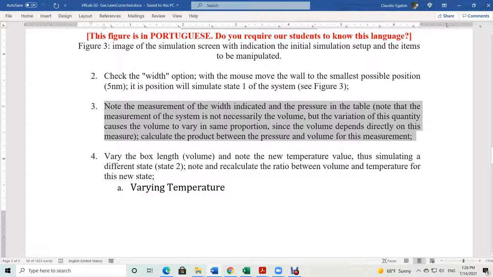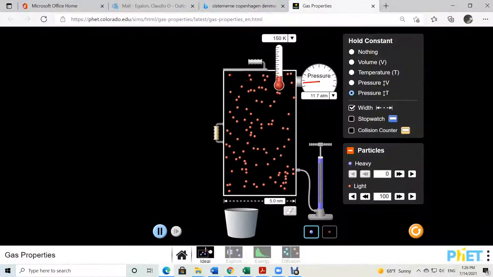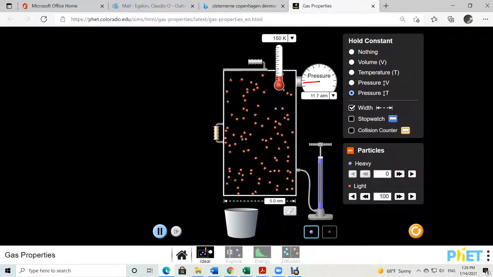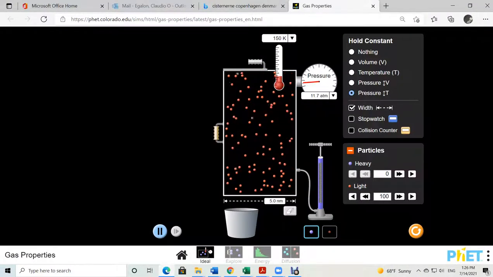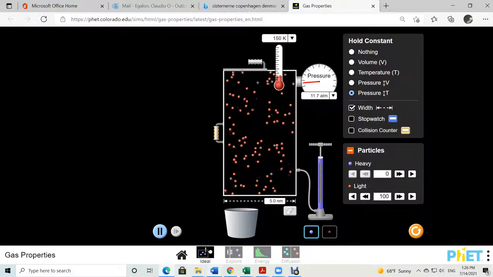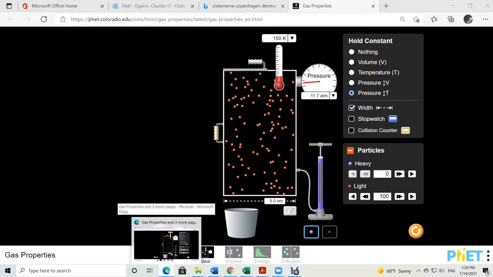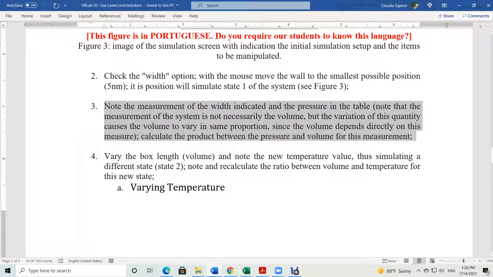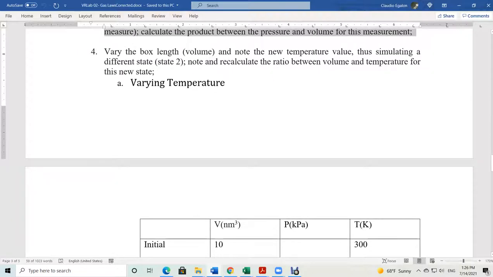Vary box length. Let's see, the box length. Vary the box length and note the new temperature value, thus simulating a different state. Note and calculate the ratio between volume and temperature for this new state, okay? Varying temperature, so here you go.